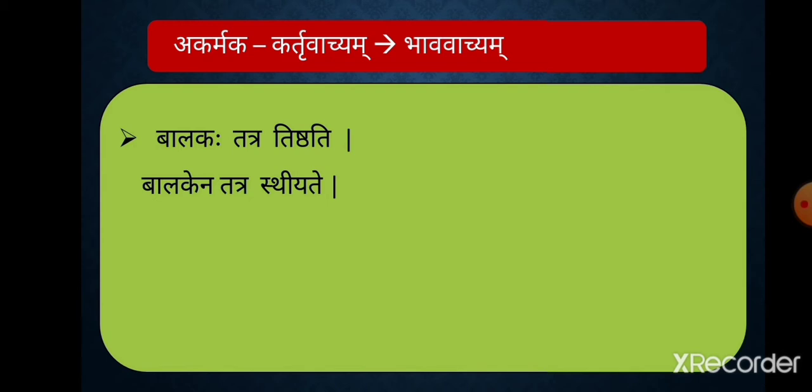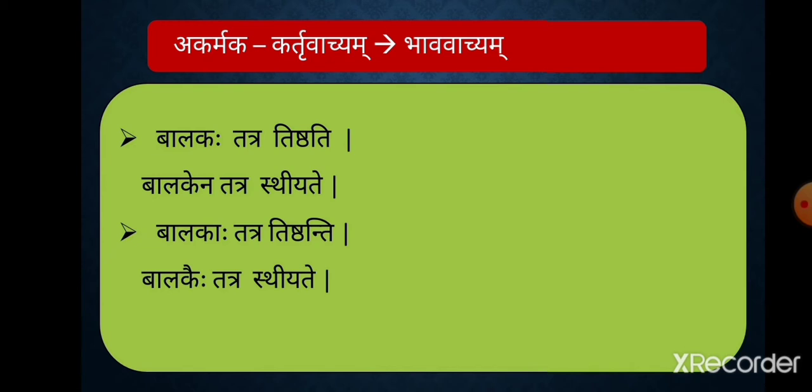If the sentence is given in plural, for instance, Balakaha tatra tishtanti, will the verb form be used in plural? No. In Bhavavacham, the verb form is always used in Pratham Purushaha Ekavachanam. So the sentence can be written as Balakaihi tatra sthiyate. As you can see, though the subject is in plural, the verb form is used in Pratham Purushaha Ekavachanam. Let's see the next example.